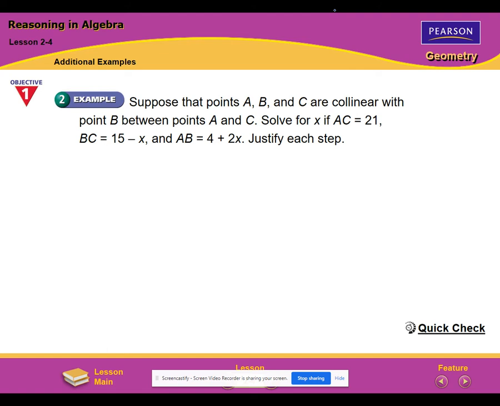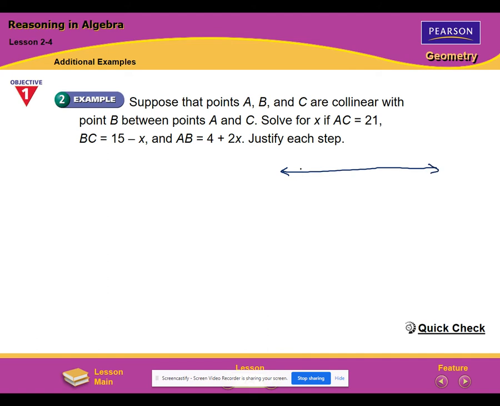Next one says, suppose points A, B, and C are collinear. That means they lie on the same line with point B between points A and C. Solve for x if AC is equal to 21, BC is equal to 15 minus x, AB is equal to 4 plus 2x. Justify each step. This is a type of problem that we would have seen in chapter 1, but now we're saying this.